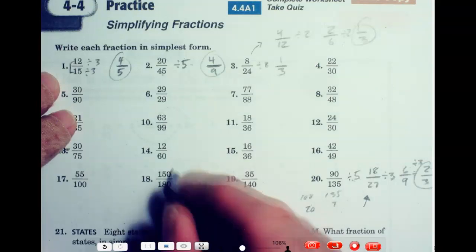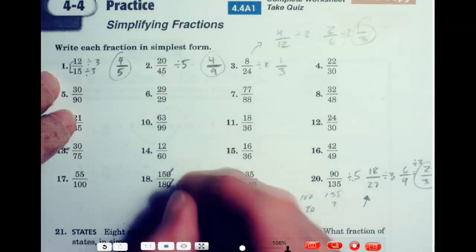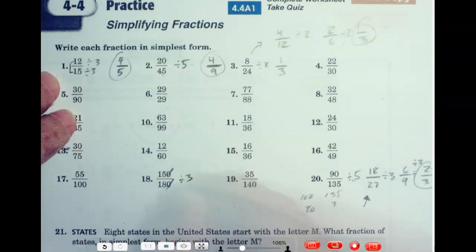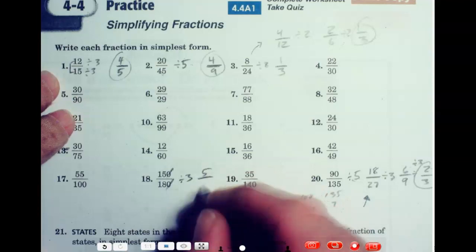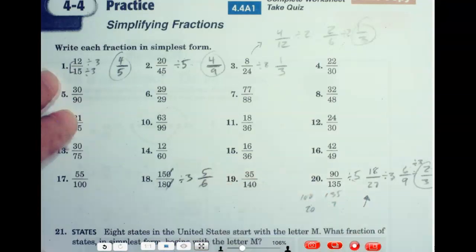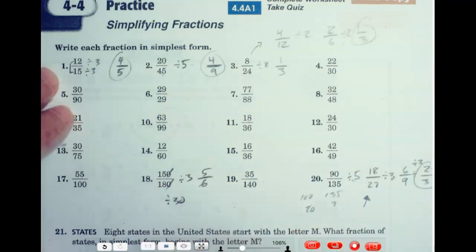I don't know what goes into them, but I know I can divide them both by 10 right off the bat and cross off a 0, and I have 15/18. Now, all of a sudden, that's a lot simpler for me to do. So now I'm going to divide them both by 3 because I know 3 goes in there. 15 divided by 3 is 5. 18 divided by 3 is 6. So I could have divided them by 30 to begin with. That's the greatest common factor and got right to that. But, you know, I still got there pretty darn quickly.